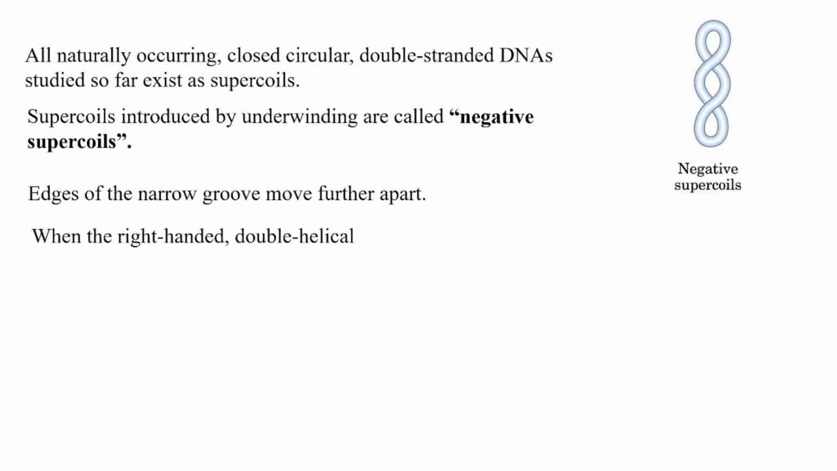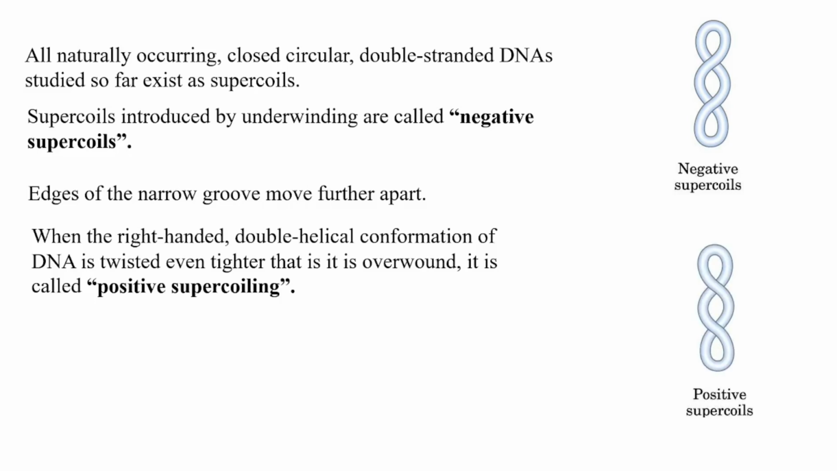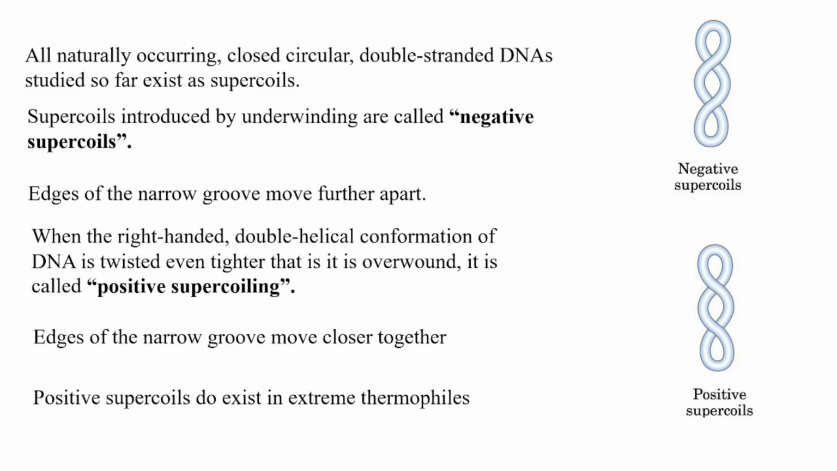When the right-handed double helical conformation of DNA is twisted even tighter, that is, it is overwound, then it is called positive supercoiling. The helix begins to distort and knot. The edges of the narrow groove move closer together. Positive supercoils do exist in extreme thermophiles, which have a reverse DNA gyrase that introduces positive supercoils, thus stabilizing the DNA against the boiling temperatures in which these organisms live.